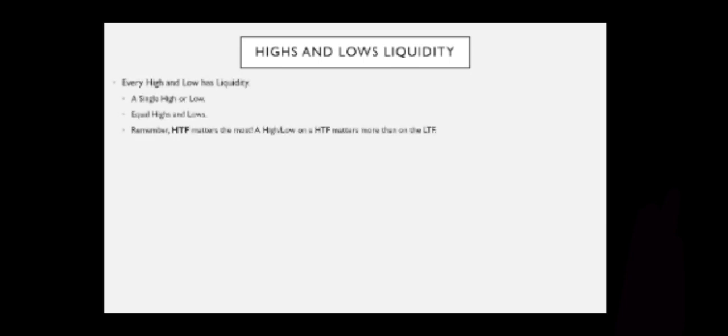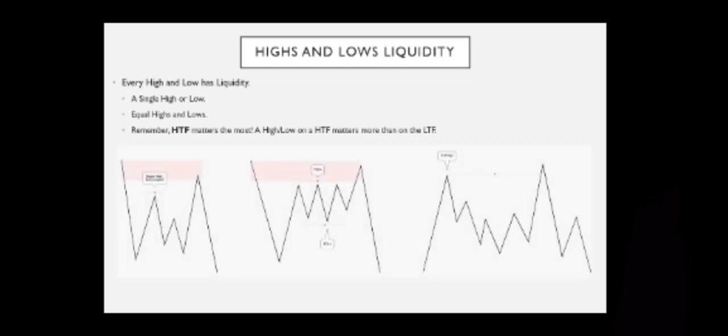Highs and lows liquidity. So again, as I previously mentioned, every high and every low has liquidity. It could come in three ways: a single high or low, equal highs or equal lows, and pretty much you can have inducement levels or an old high and old low. Okay, and I want you to remember that higher time frame matters the most. A high or a low on a higher time frame will always matter more than one on the lower time frame. So let's just have a look at the examples below right there.